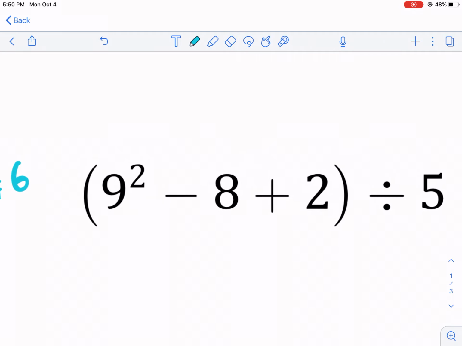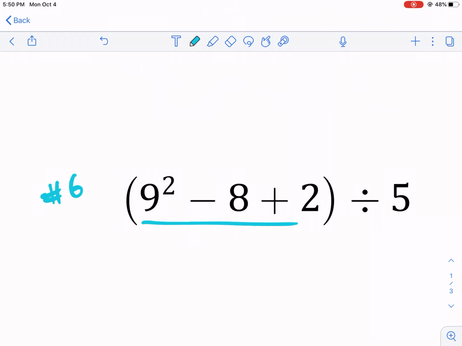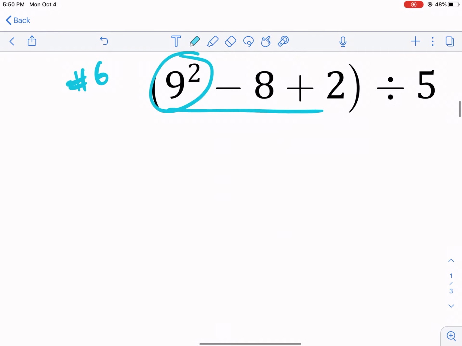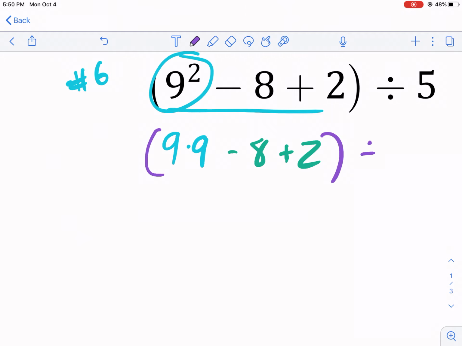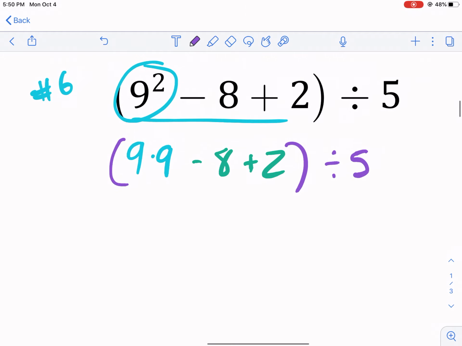Inside the parentheses, we have exponents, subtraction, and addition. So obviously, we're going to start with the exponents. 9 squared, what does that mean? That means 9 times 9. Don't forget to copy down everything else. Okay, it's a good practice to get into. And for all my students, I hope you're following along, doing the exact same thing, keeping this nice and organized. Yes, that's right, I'm talking to you.